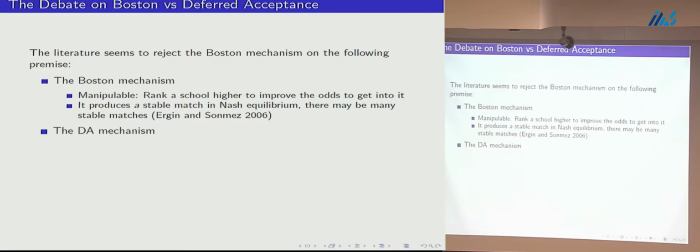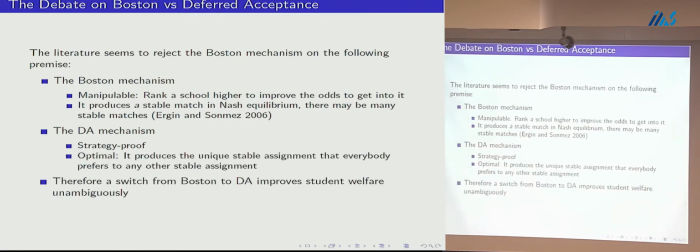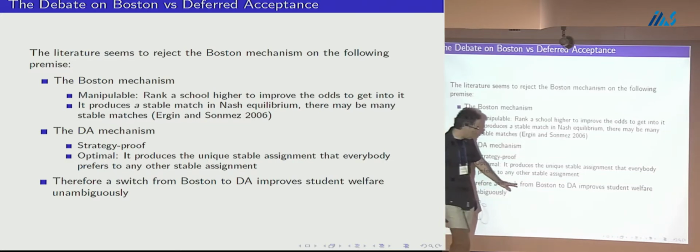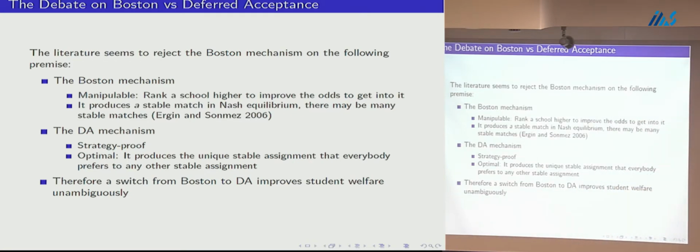Deferred acceptance, on the other hand, is strategy proof. Dominant strategy incentive compatible for every student. And it actually picks the student optimal stable matching. And therefore, there is a sense where a switch from Boston to deferred acceptance actually improves student welfare unambiguously.